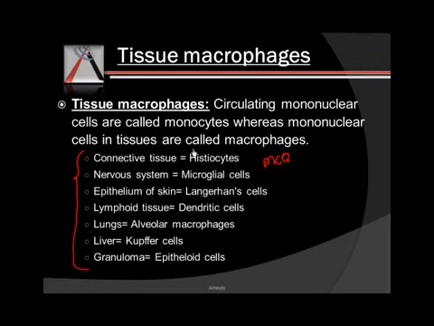In the connective tissue, these macrophages are called histiocytes. In the nervous system, they are called microglial cells. In the epithelium, they are called Langerhans cells. In the lymphoid tissue, they are called dendritic cells. In the lungs, they are called alveolar macrophages. At this point, do you remember the heart failure cells, which were nothing but hemosiderin-laden alveolar macrophages? Alveolar macrophages had ingested the extravasated blood. Then in the liver we have the Kupffer cells, and in granuloma these cells are called epithelioid cells.